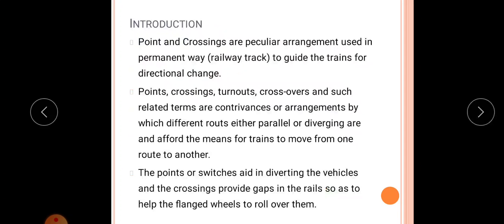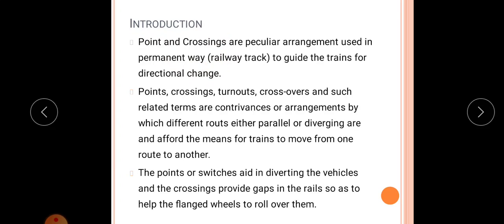Points and crossings are a peculiar arrangement used in a railway track to guide trains for directional change. That is, in order to change the direction of a train on a railway track, we use a special arrangement, known as points and crossings. In the case of road traffic, if a vehicle wants to change direction, it just needs to change the steering. But in the railway system, we have to provide an extra arrangement in order to change the direction of a railway track. That arrangement is known as points and crossings.